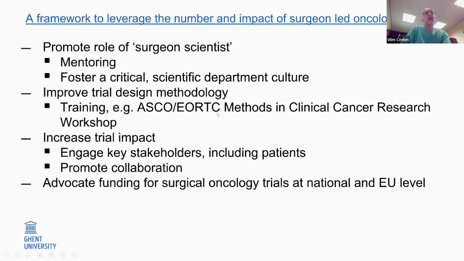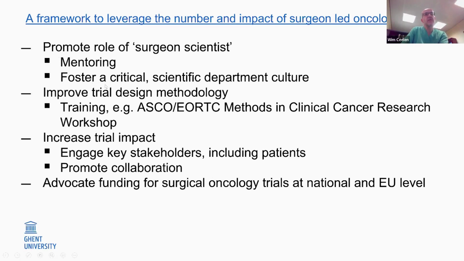So to finish, because it's of course a very broad topic and a broad field, and I've just highlighted a few important elements, but I think it's important that surgeons do research and are main investigators, principal investigators in randomized trials. It is possible, it is feasible, and we see that the number and the quality of trials is increasing.